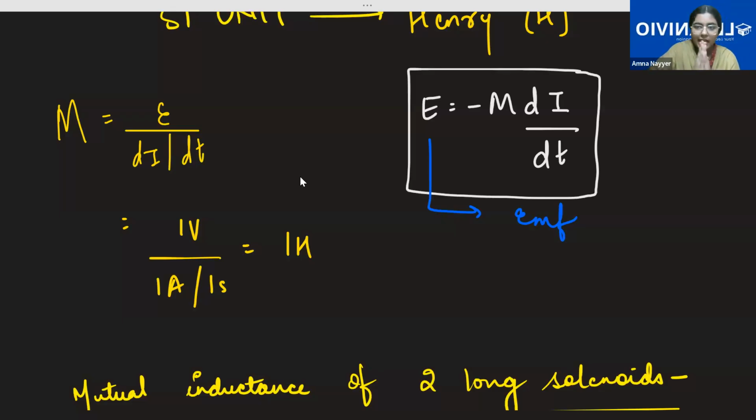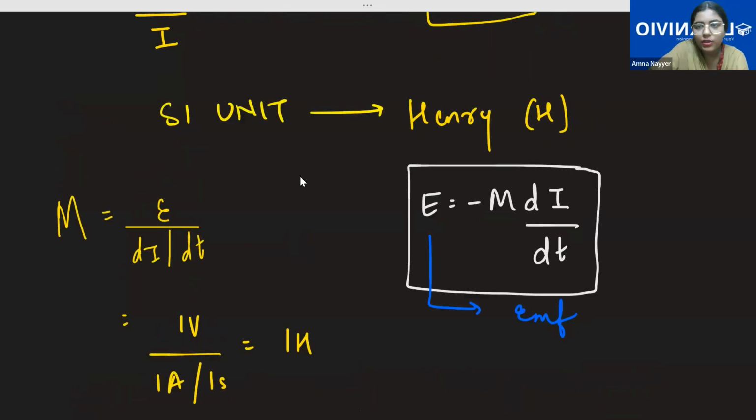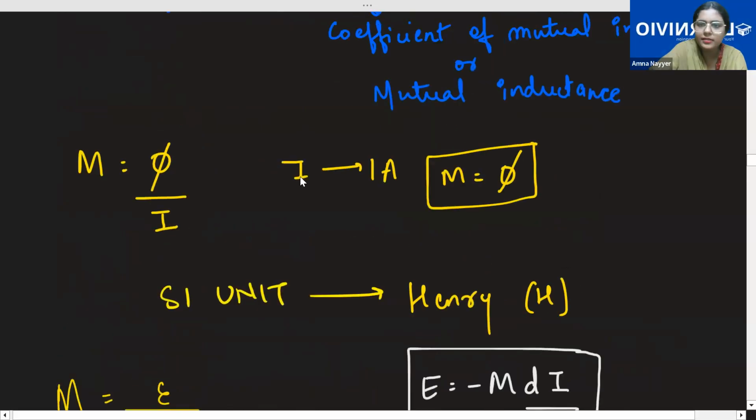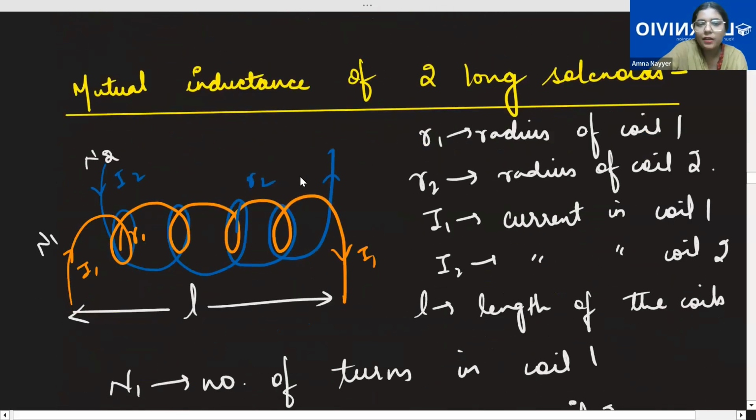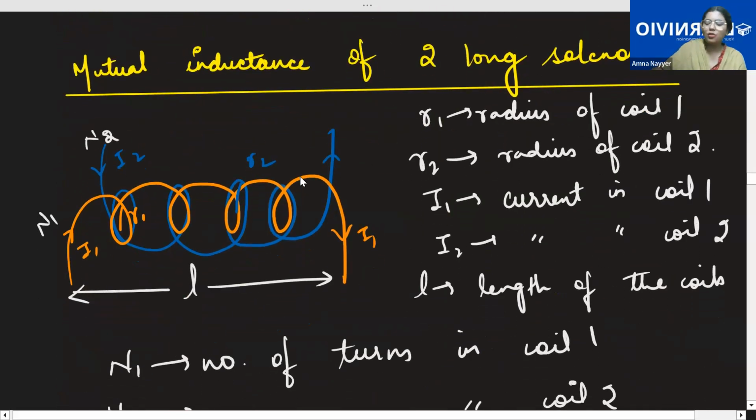So phi is equal to Li, that is, L is equal to phi by I, the coefficient of self-induction, or self-inductance. And phi is equal to Mi, that is, M is equal to phi by I, the coefficient of mutual induction or mutual inductance. Both of them have the unit Henry. This is what we discussed and we stopped at this point. Now the last part was left, just a very small topic. Let us start with it.